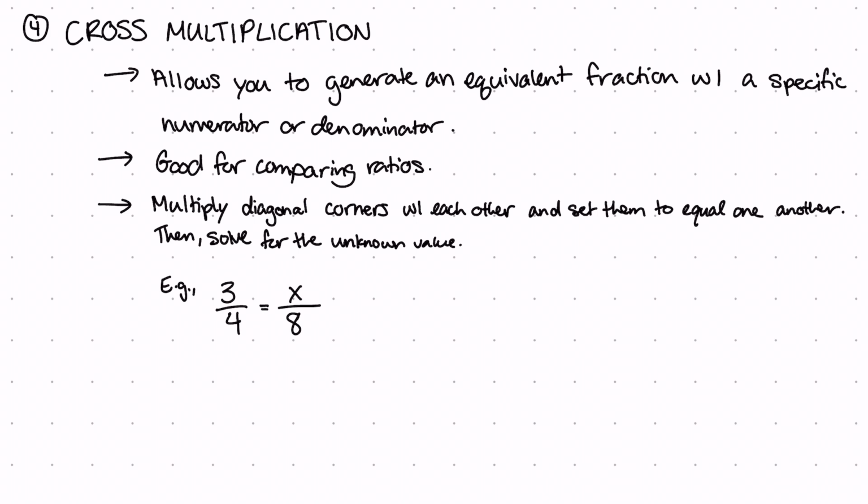So for example, we have 3 over 4 equals x over 8. So we want an equivalent fraction with a denominator of 8. So to do that, we're going to multiply the 3 and the 8 and set that to equal 4 times x. So we have 3 times 8 is equal to 4 times x. And so now to get x, we have to divide both sides by 4. So x is equal to 3 times 8 over 4. And right away we can see that 8 and 4 are both divisible by 4. So 4 divided by 4 is 1, and 8 divided by 4 is 2. So x is equal to 3 times 2 divided by 1, or 6. And so that's how you can do that.